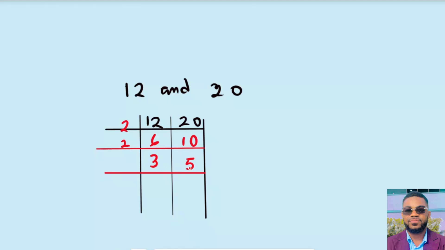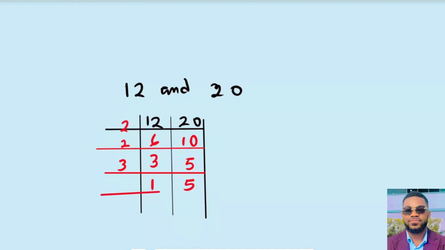Now we have to break 3 and 5 down. Which number am I going to use here? Remember, I have to use a prime number. Considering 3 and 5, the prime number we can use here is 3. Now 3 goes into 3 one time. 3 goes into 5, that's not possible, so you just write the same 5.